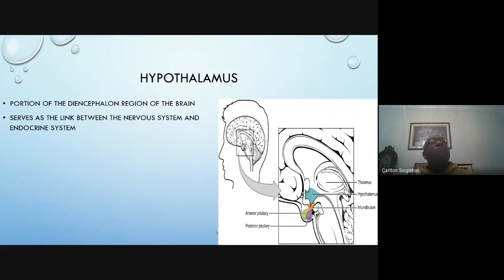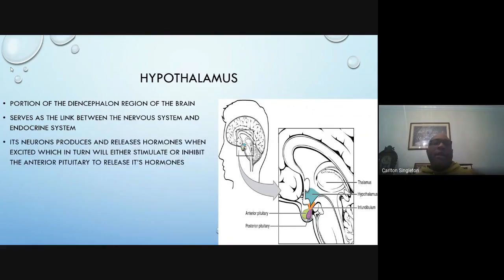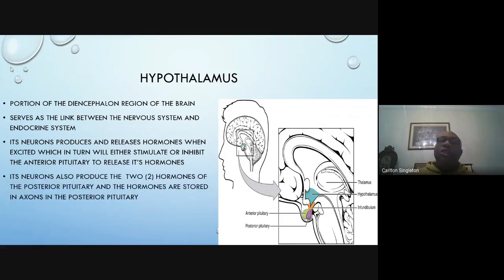This serves as the link between your nervous system and your endocrine system. This is the major link. There are other links as well, but the big major link between the nervous system and endocrine system is going to be here in the hypothalamus. So where do our nervous and endocrine systems link up? In the hypothalamus. Its neurons produce and release hormones when excited, which in turn will either stimulate or inhibit the anterior pituitary to release its hormones as well. Its neurons also produce the two hormones of the posterior pituitary, and the hormones are stored in axons in the posterior pituitary.